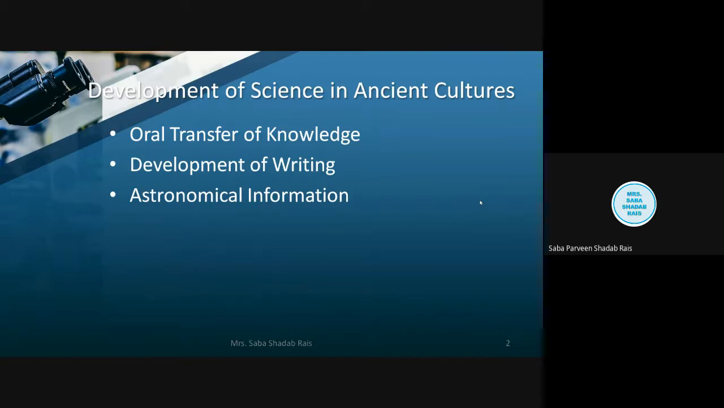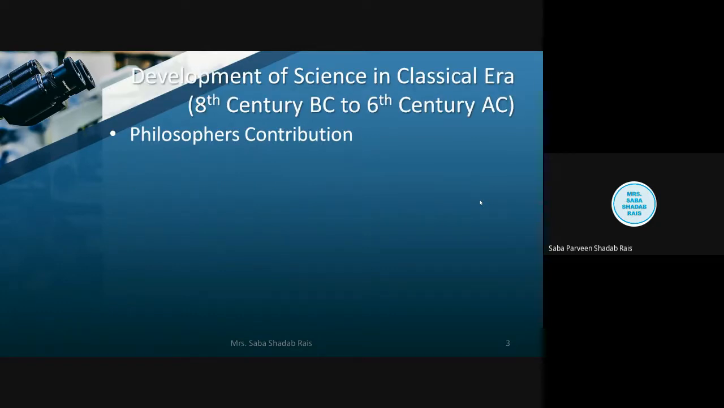Now you might have seen many. In the case of Egypt, lots of development was there in the ancient period also. Now, development of science in the classical era. Now this classical era is the 8th century BC to the 6th century.